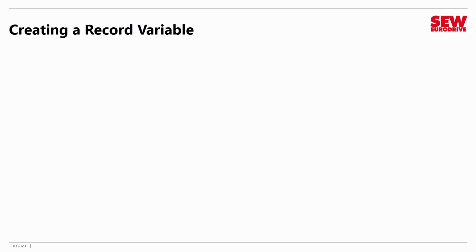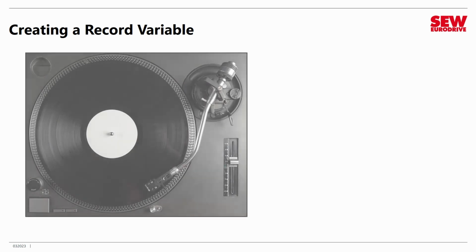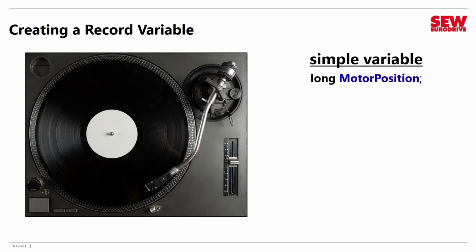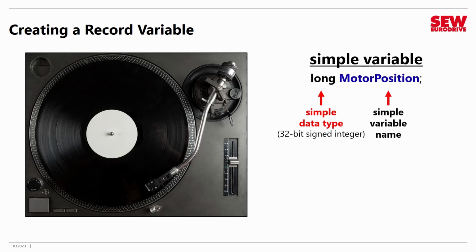So how do you create a record variable? Well, you do this in your program almost the same way you create a simple variable. We have been creating a lot of simple variables as we go along, and we usually do it something like this. We say long motor position. Long, as you know, is the simple data type. It's the only data type in IPOS, the 32-bit signed integer. And then you give a variable name after that, and that's really a simple variable name. It's a variable designed to hold just one chunk of data, in this case, a number.